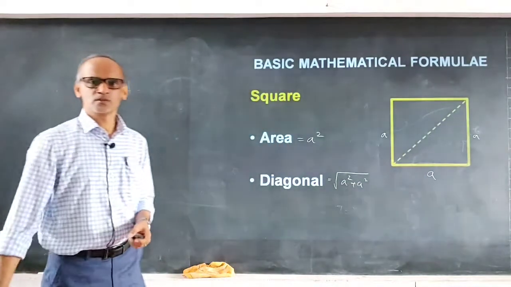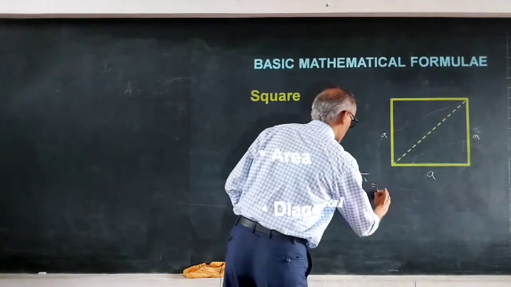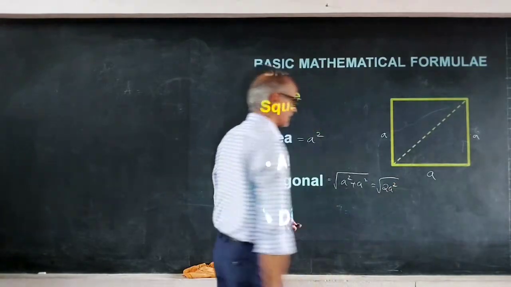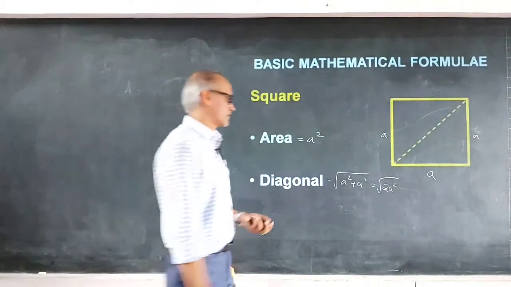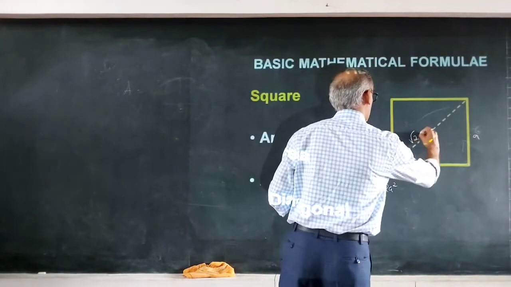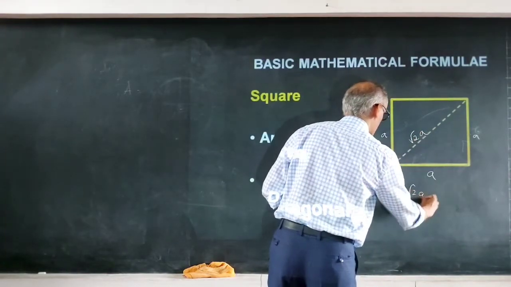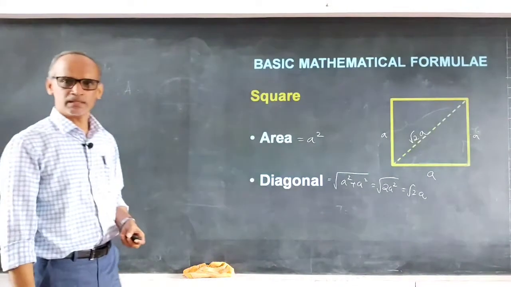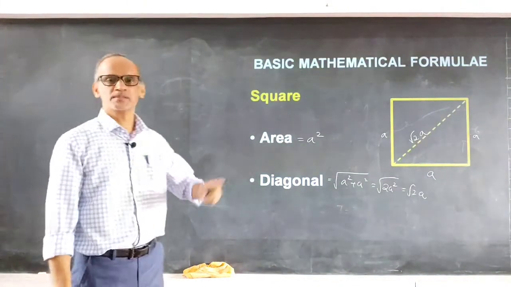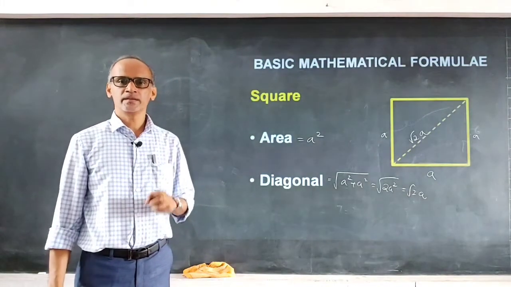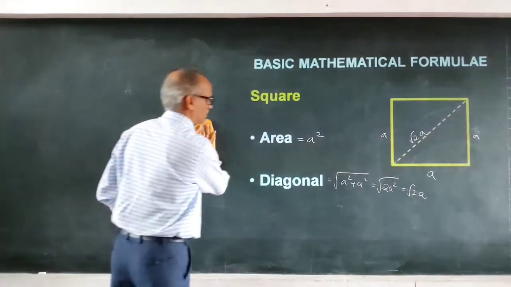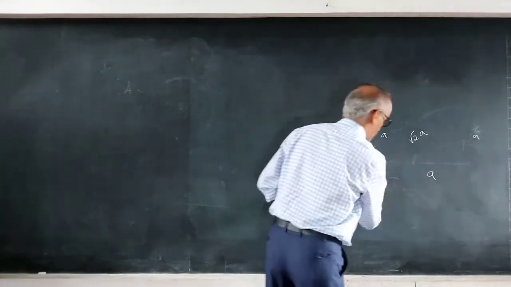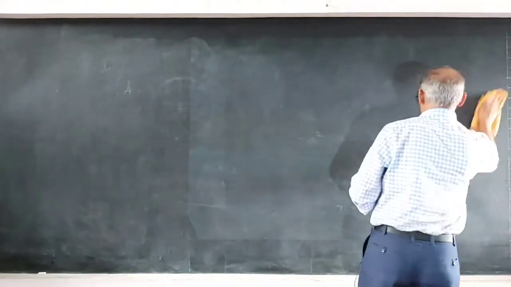Now what is the root of A square plus A square? It is root of 2A square. But what is the root of A square? Root of A square is A. So therefore, do remember that the diagonal is always root 2 times A, where A is the side of the square. Clear? Okay. So let's see another structure, another set of equations.